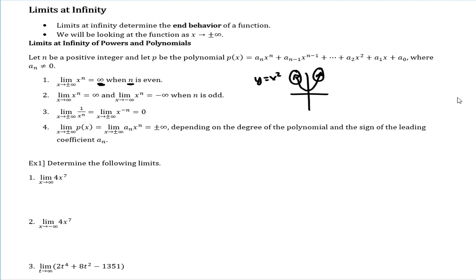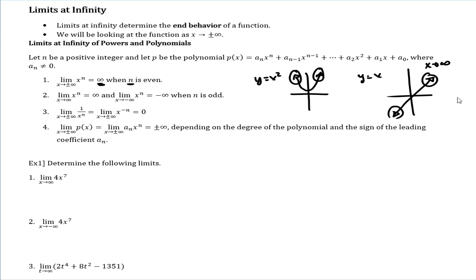When n is odd, you get two different answers. As it goes to infinity, it is infinity. As it goes to negative infinity, it is negative infinity. And again, as a reference, where n is odd would be like y equals x, which is this graph. And there we can see it. So as x goes left forever, our y coordinate goes down forever. As x goes right forever, our y goes up forever.